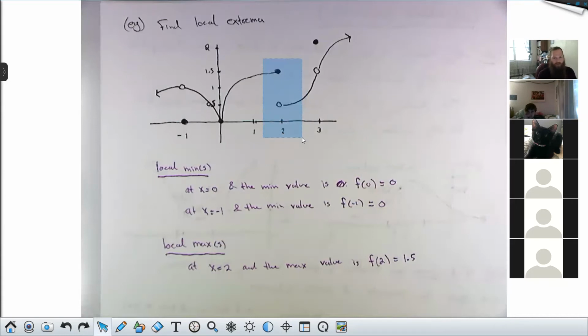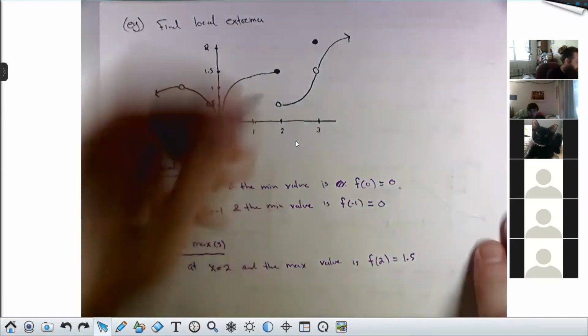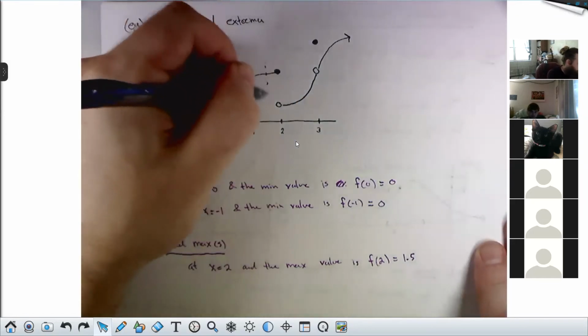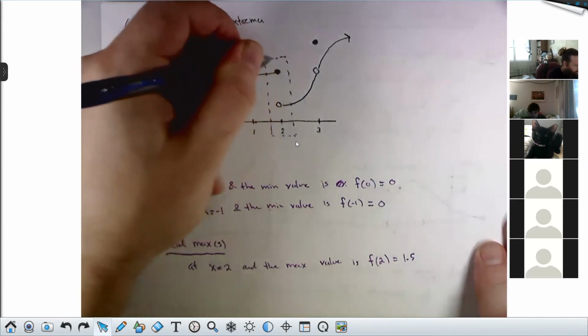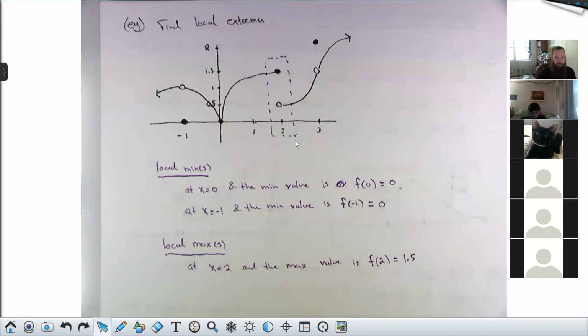And the thing that will help you identify those 100% for sure is this window thing, right? So just put a little window around it. You can draw them in. There's no harm in that. Put a little window around the graph there, and ask yourself, is that the tallest point in the window? Yeah, it is. Okay, so that's a local max.